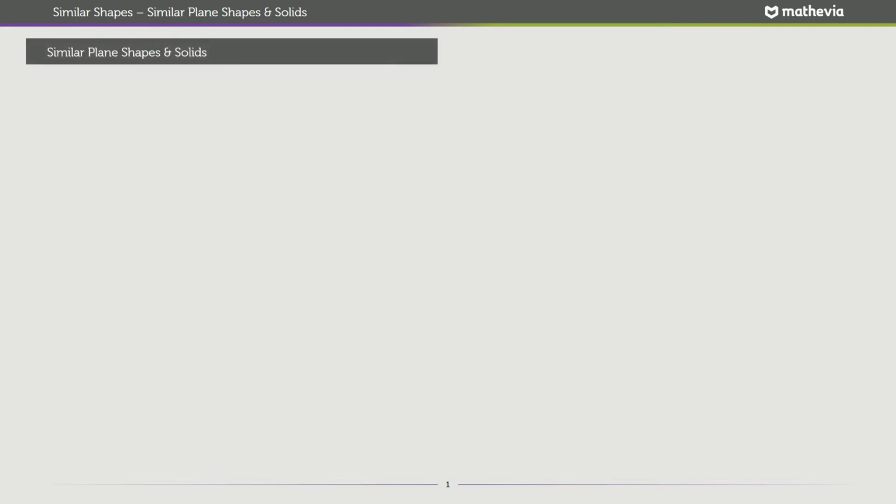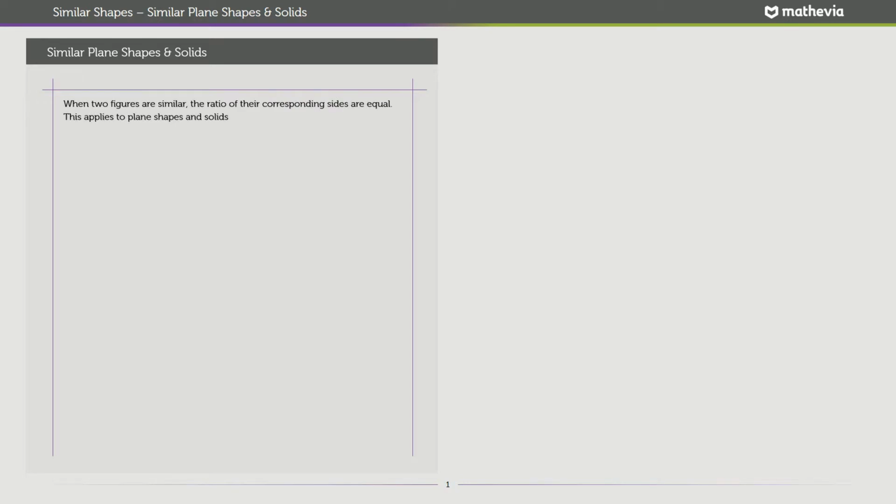So similar shapes, similar plane shapes, and solids. Now in the last lesson we learned about similar triangles. This time around we'll be learning about other similar shapes and solids. Basically, we do have similar plane shapes, we have similar solids as well. So we'll be learning about similar plane shapes and solids. Now, when you're talking similar planes, similar triangles, similar plane shapes, similar solids, they all conform to one simple law.